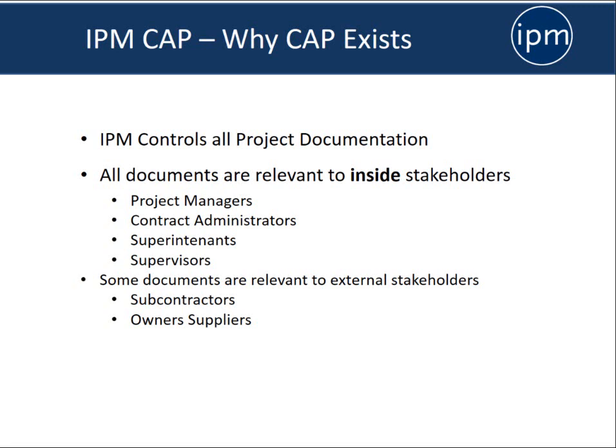The IPM Collaborative Access Point exists because there are a number of consumers of information around the project. The first we describe as inside stakeholders. So these are such people as project managers, contract administrators, superintendents, supervisors, and other people within the organisation that have an interest in the project. We then have external stakeholders like subcontractors, owners, and suppliers that will need to access various bits of information, but certainly not all of the project information.